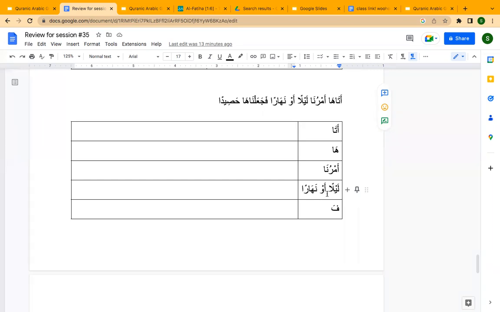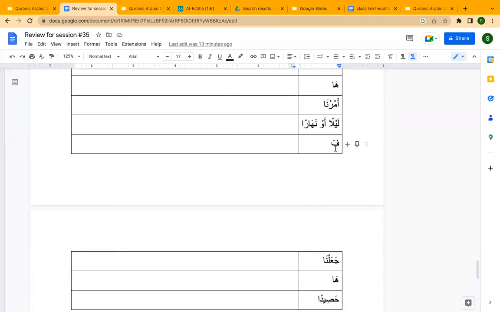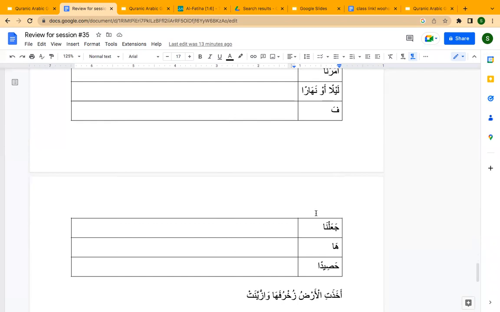And laylan aw naharan, what is the relationship? It's murakkab atfi, very well done. Laylan is ma'tuf alayhi, aw is your harf atf, naharan is your ma'tuf, and then comes your fa. It's also another connector. And ja'alna, we, and ha is going to be again your maf'ul bihi one, hasidan. Hasidan. What do you think about this one? Hasidan. Maf'ul bihi two. Very well done.